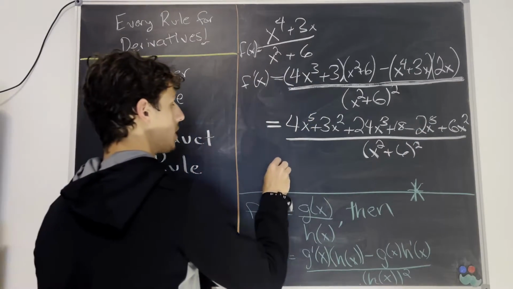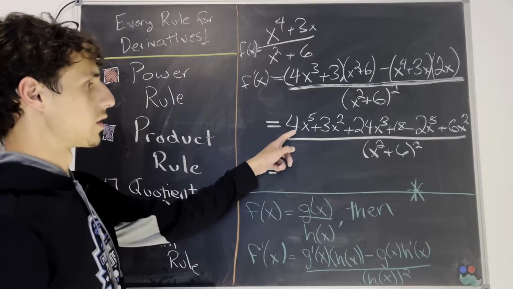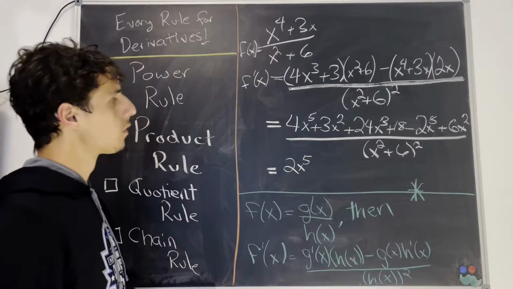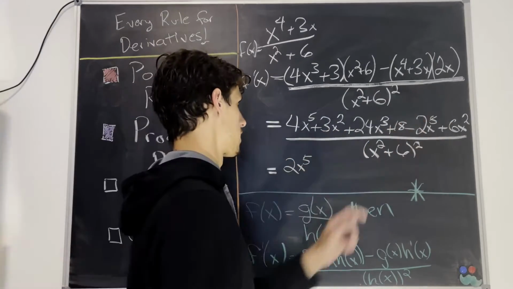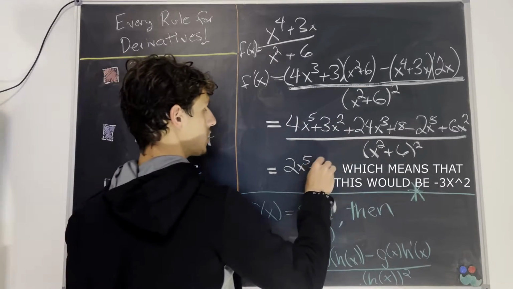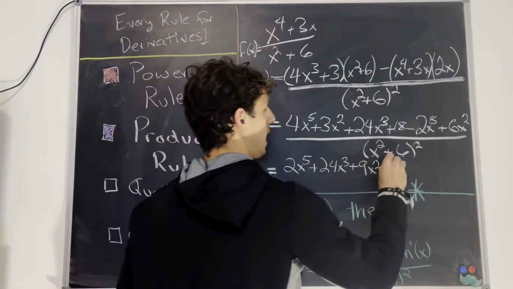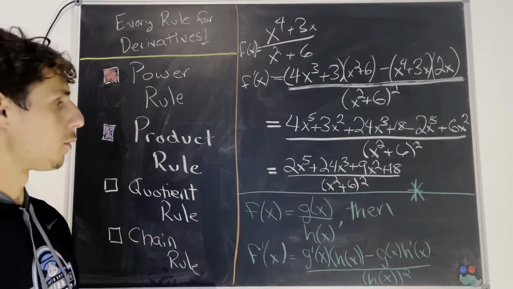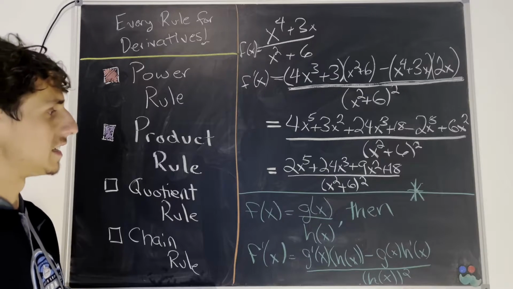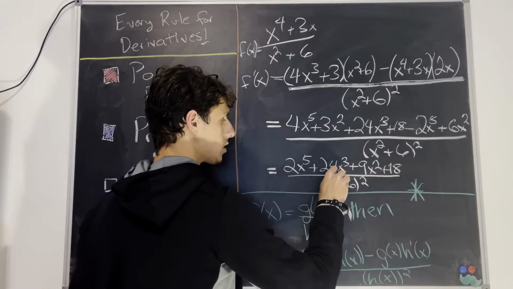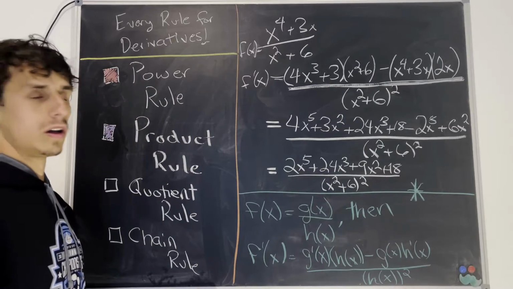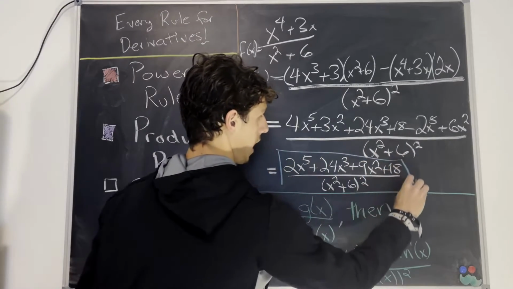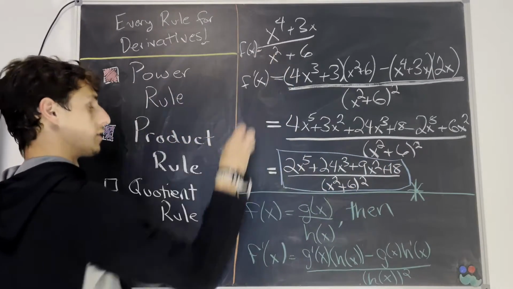But now let's finally simplify this a little bit. We can combine some like terms. So this 4x to the 5th minus 2x to the 5th becomes 2x to the 5th. This 3x squared combines with this 6x squared to make 9x squared. Then this 24x cubed. And then we add 18. So our final derivative here is 2x to the 5th plus 24x cubed plus 9x squared plus 18, all over x squared plus 6, all squared. So this is our final derivative in this case. This is f prime of x when we start with this function up here.